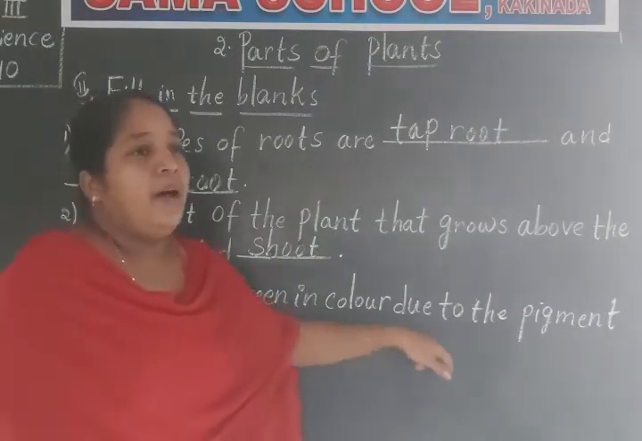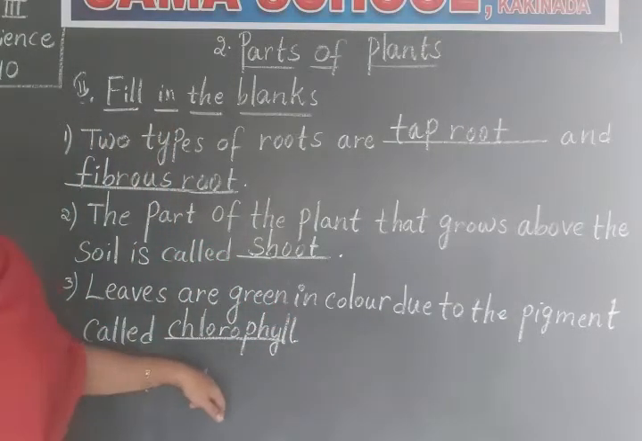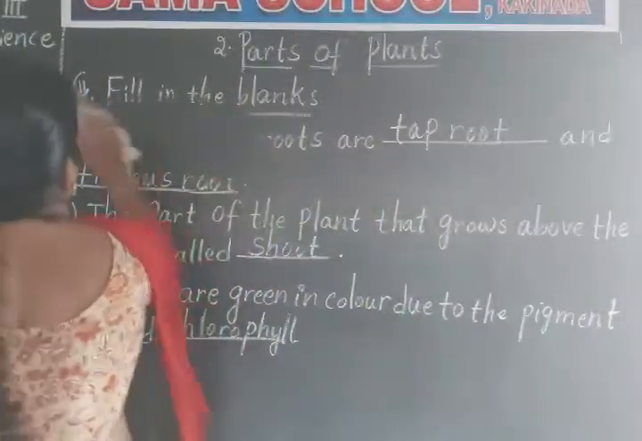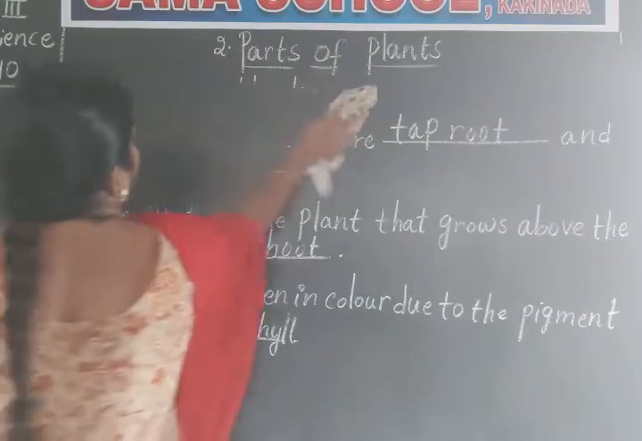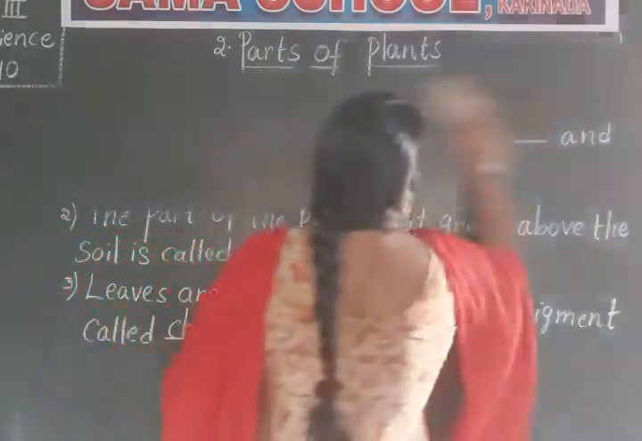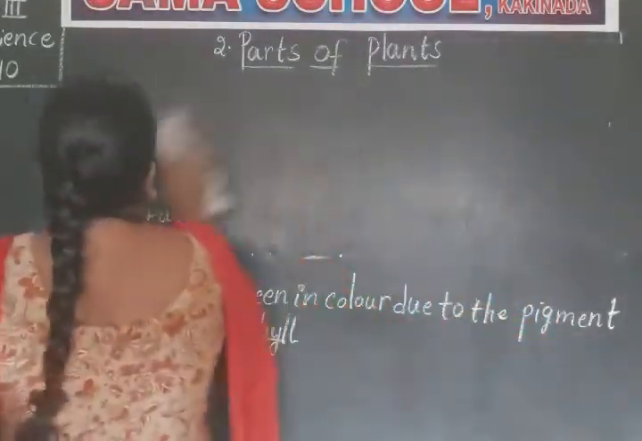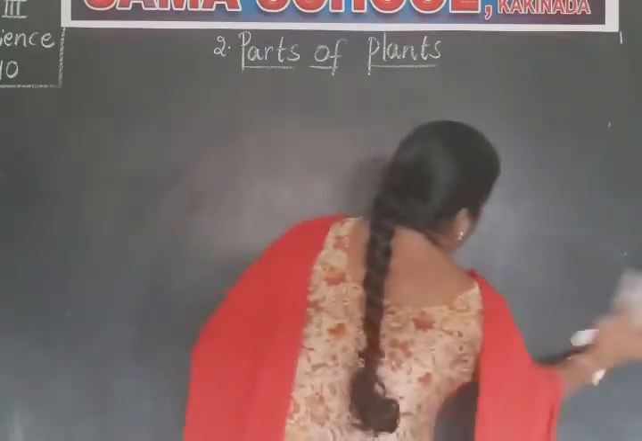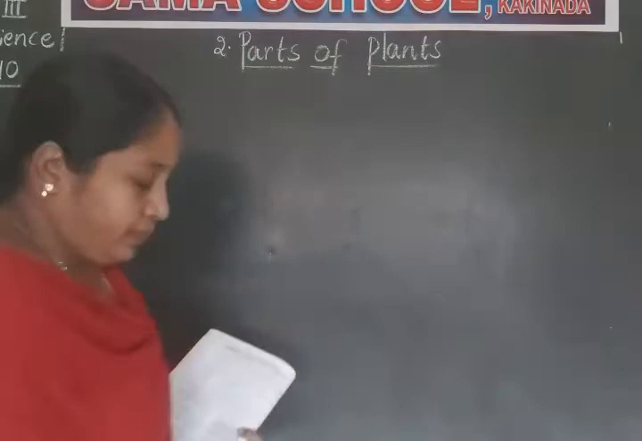Leaves are green in color due to the pigment called chlorophyll. Okay. Let's move into the next one, fourth one.